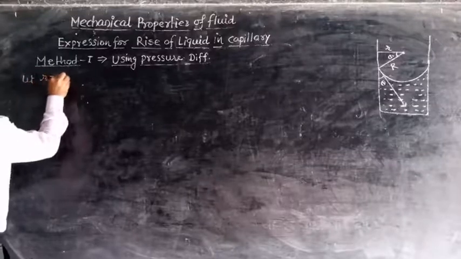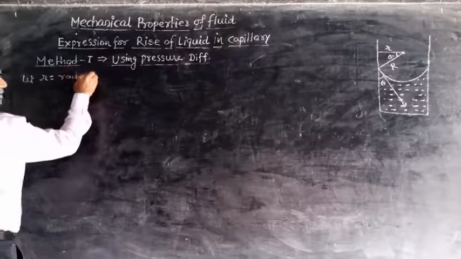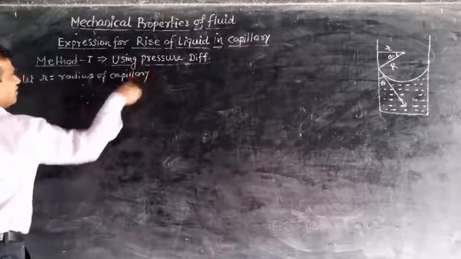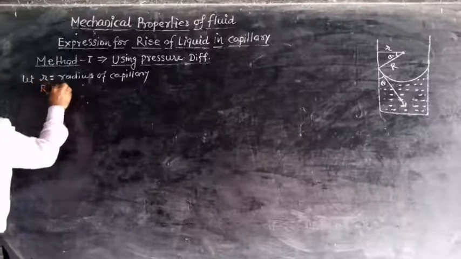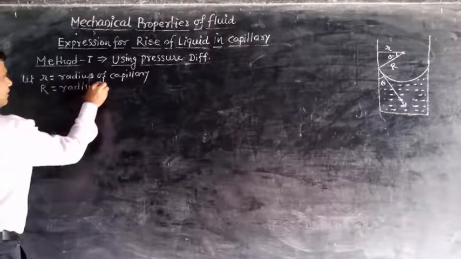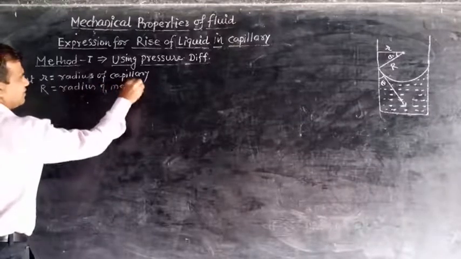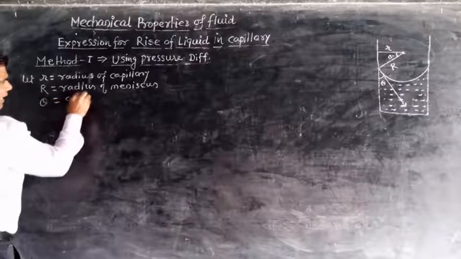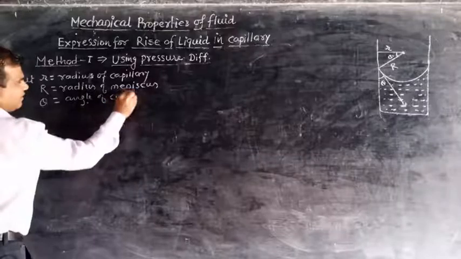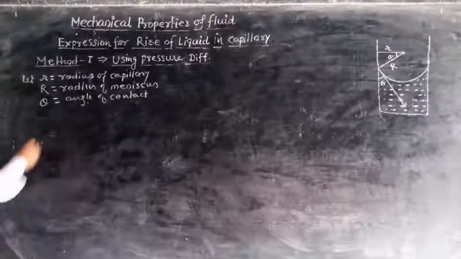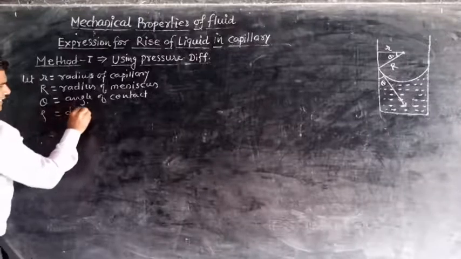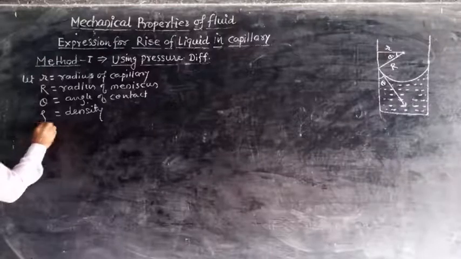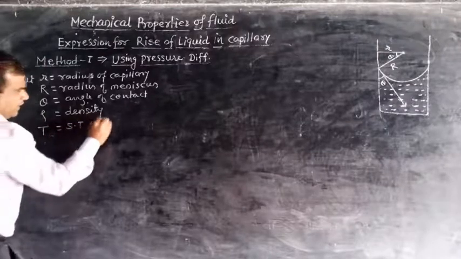So let small r be the radius of capillary, capital R be the radius of meniscus, then theta be the angle of contact, rho be the density of liquid, and capital T be the surface tension of liquid.